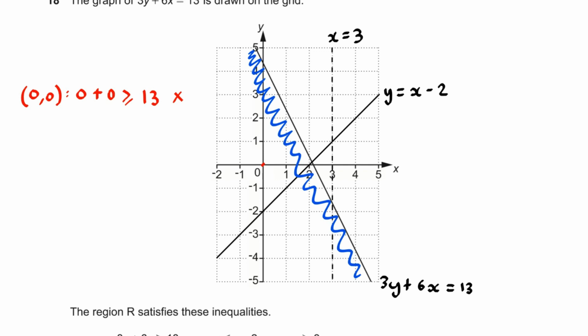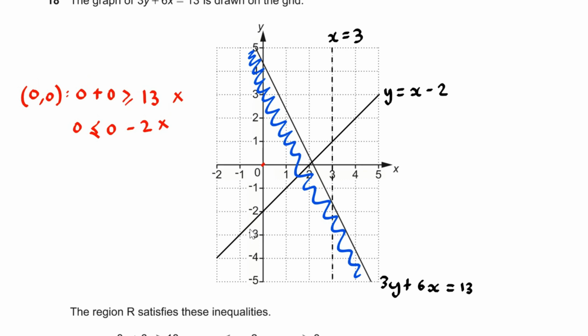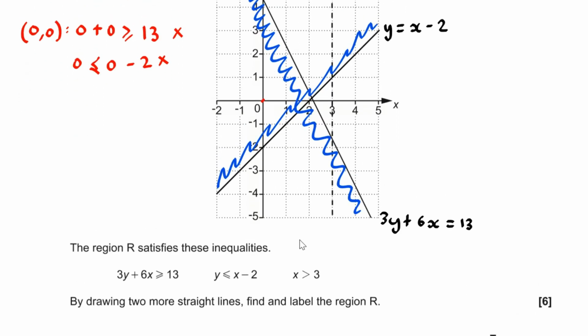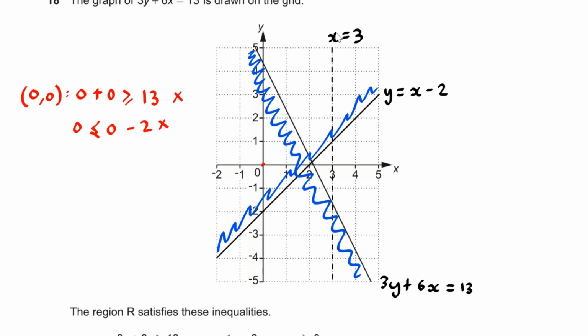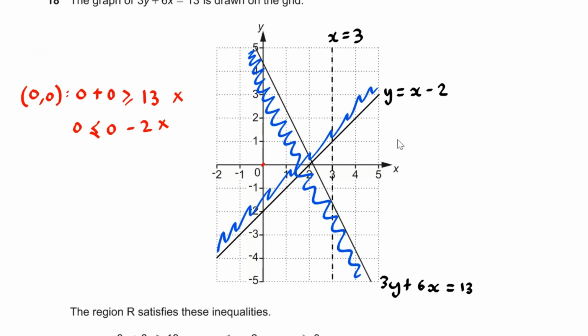If we consider again the origin, what we'd have here is 0 being less than or equal to 0 minus 2. Now is this true? Well, this is also not true. So we don't want everything above this line. So we shade in this region here. And then we've got x being greater than 3. Well, we want everything to the right, so we want everything on this side, and we don't want everything on this side over here.